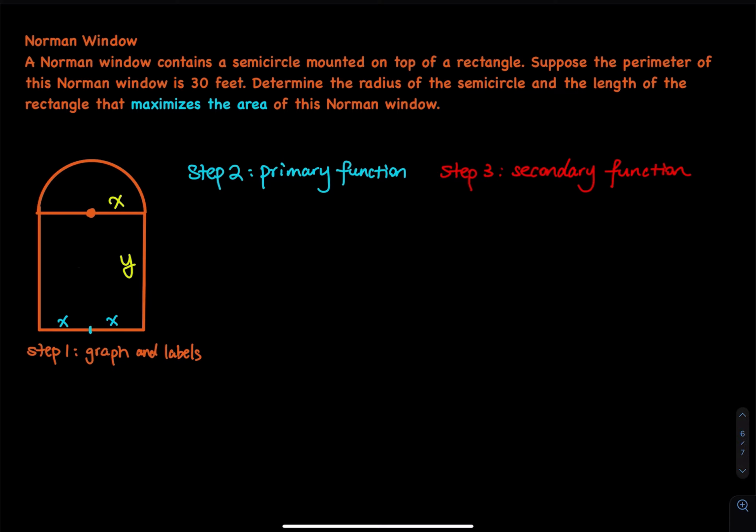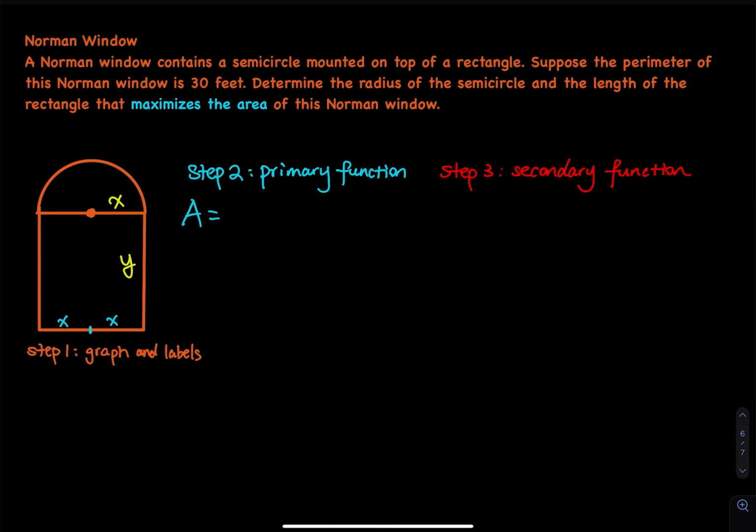Alright, so we have a semicircle. The radius of the semicircle is x and the length of the rectangle is y. Okay, so the first step is the primary. For the primary, we are trying to maximize the area, right? So what is the area of this Norman window?